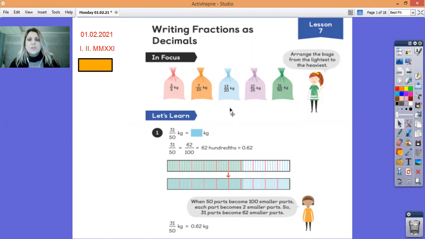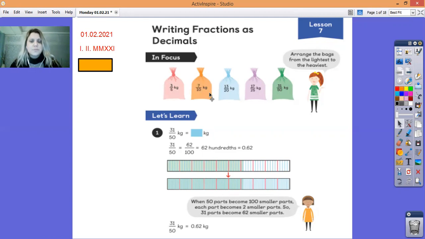All right, so let's have a look at our In Focus. Our friend here with the ponytail is telling us to arrange the bags from the lightest to the heaviest. Now, as you can see here, we have 3/5 of a kilo, 10/7 of a kilo, 13/20 of a kilo, 17/25 of a kilo, and 31/50 of a kilogram. That's quite tricky because obviously they all have different denominators.